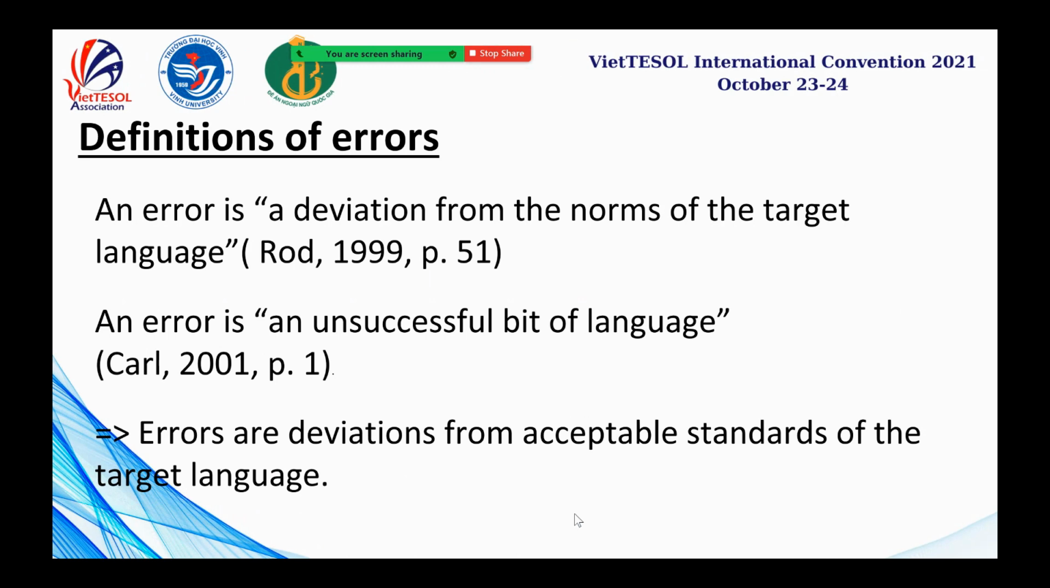So we come to the error. What is an error? It is also defined by different authors. For example, according to Roth 1990, an error is a deviation from the norms of the target language. Or from Quoc 2001, an error is an unsuccessful bit of language. So in this study, an error is seen as a deviation from acceptable standards of the target language.